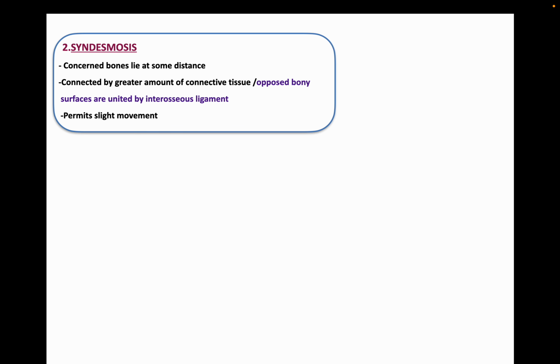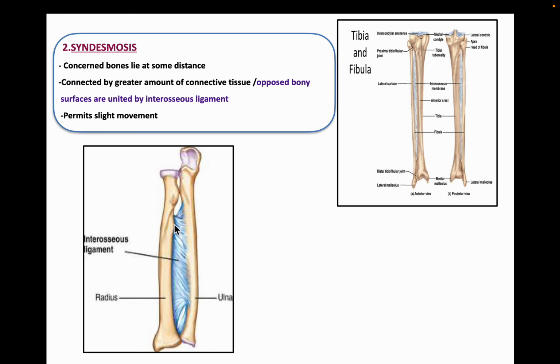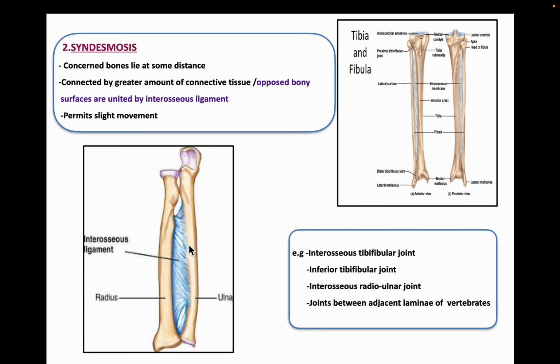The next category of the fibrous joint is syndesmosis. The concerned bones lie at some distance, connected by a greater amount of connective tissue, or the opposed bony surfaces are united by interosseous ligament, so they permit slight movement. You can see here, the two bones are lying at some distance, but the connective tissue present in between in the form of ligament unites them. Examples are the interosseous tibiofibular ligament, the inferior tibiofibular joint, the interosseous radioulnar joint, and the joint between adjacent laminae of the vertebrae. These are the examples of syndesmosis.